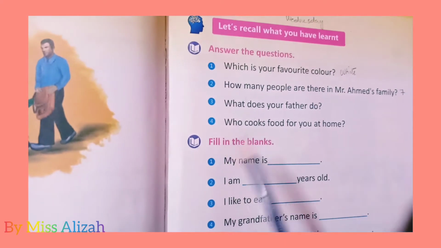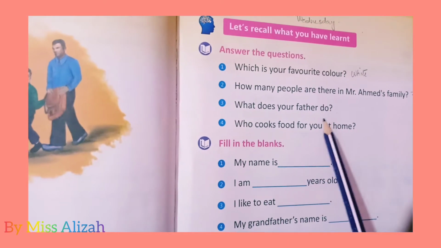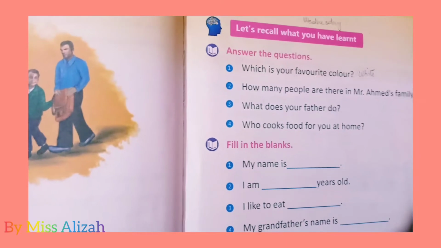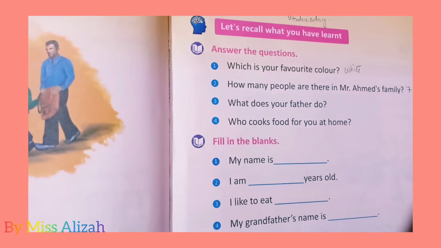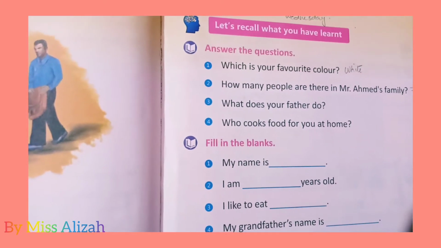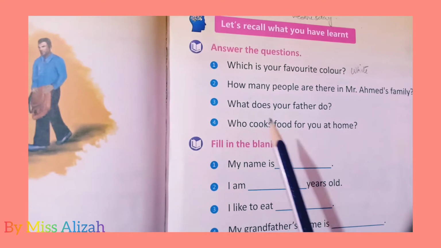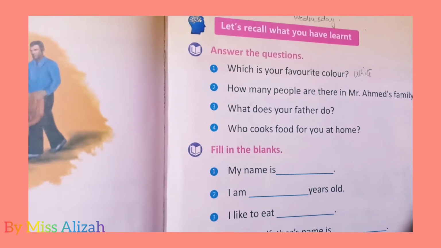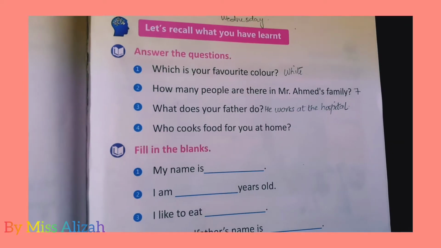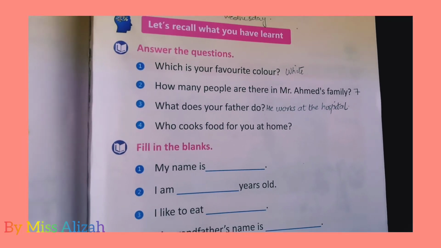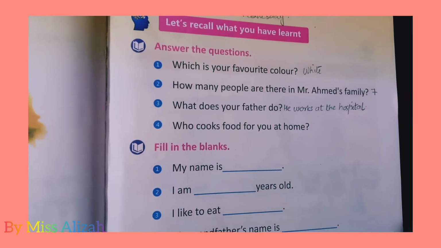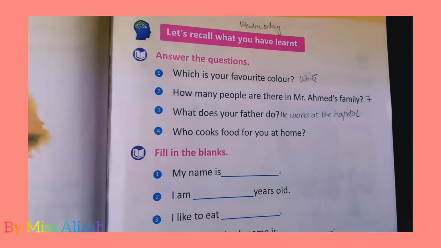Okay, now what does your father do? यानी आपके बाबा क्या करते हैं? आपको यहाँ पे उनकी जॉब लिखनी है. For suppose my father is a doctor, so आपको यहाँ क्या लिखना है? He works at the hospital. I've written here as example, he works at the hospital. यहाँ जबकि आपको अपने बाबा का occupation या job लिखनी है.